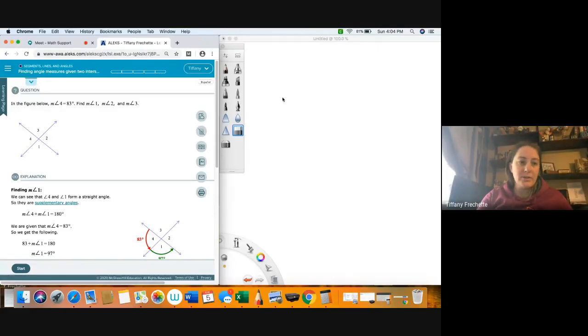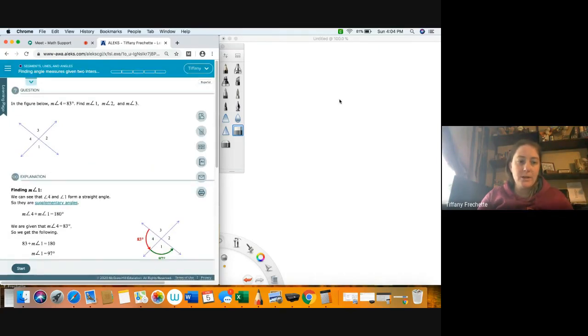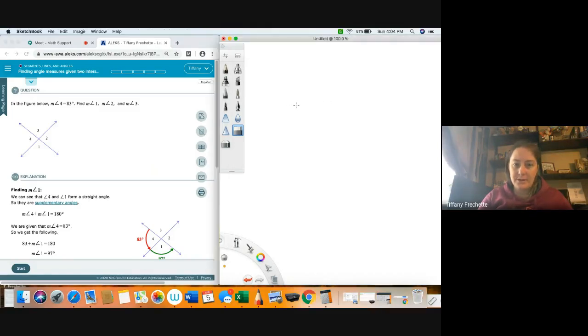Finding angle measures given two intersecting lines. So with this one in the figure below, I'm going to draw it over here because it's a little easier. Whoops, I gotta switch to a pen. So here's one line, here's another line. Easy peasy. We're just going to draw two intersecting lines, go like this, and label them exactly the way they have them here.